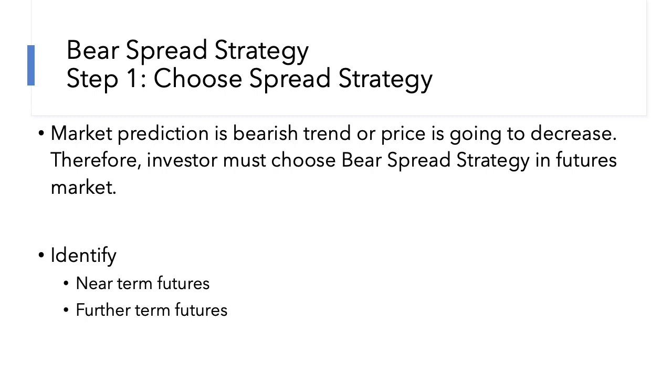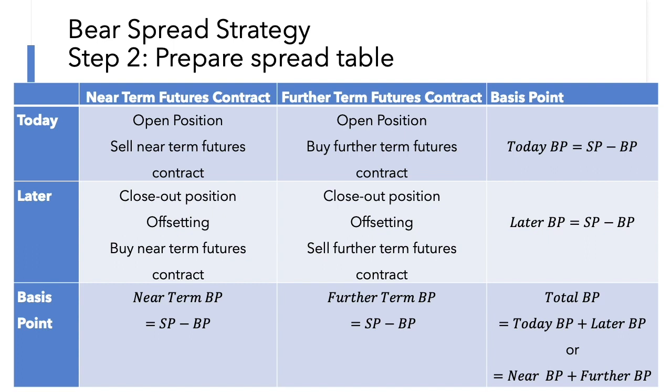Let's move to the bear spread strategy. The first step is to choose your spread strategy. If you expect a bearish trend in the market, or you expect the price of the futures contract to decrease, then you must choose the bear spread strategy in the futures market. In order to implement the bear spread strategy, you must also identify your near-term futures and your further-term futures. The second step is to prepare a spread table. So what is a spread table? A spread table is a table where you outline in detail all your transactions for your bear spread strategy.